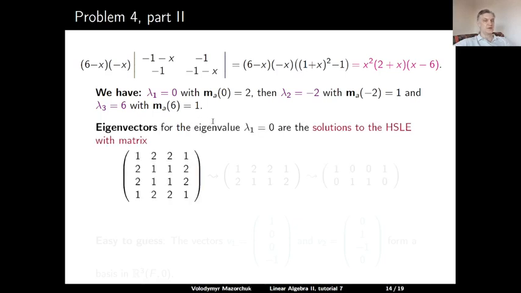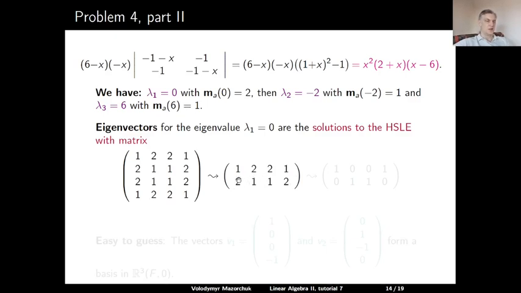The eigenvectors for the eigenvalue lambda 1 equal to 0 are the solutions to the homogeneous system of linear equations whose matrix is just the matrix of our linear operator. Since the eigenvalue is 0, nothing to subtract on the main diagonal. So here we readily see that rows 1 and 4 are the same, and rows 2 and 3 are the same. So we can delete rows 3 and 4 to get the matrix 1, 2, 2, 1, 2, 1, 1, 2.